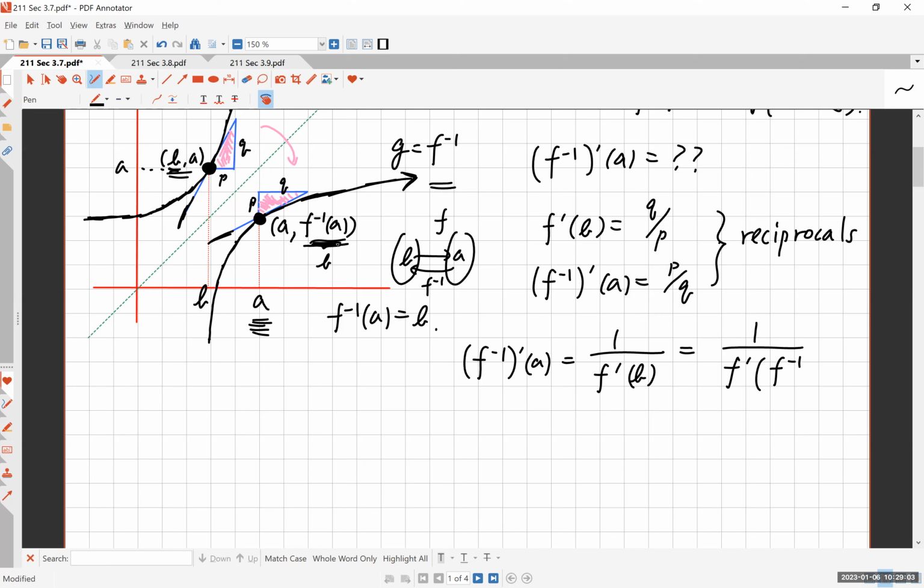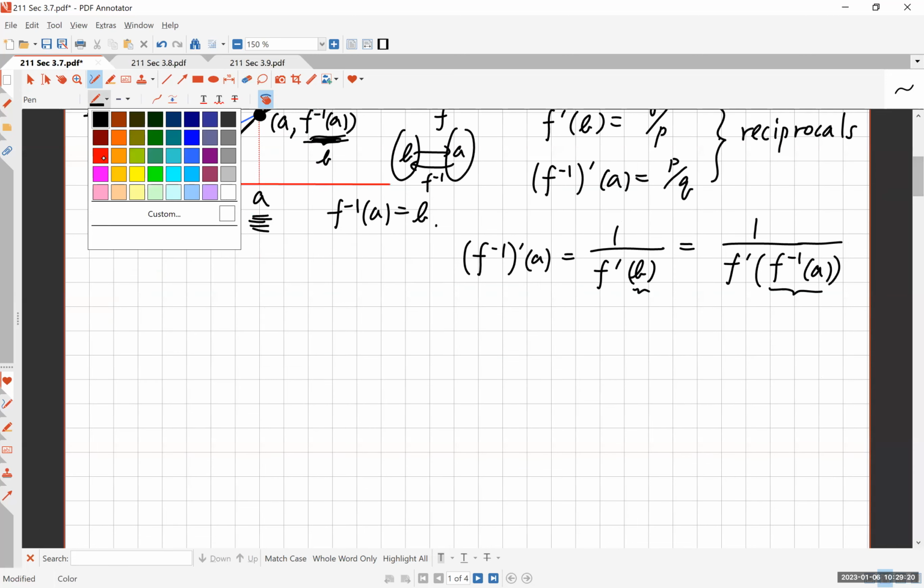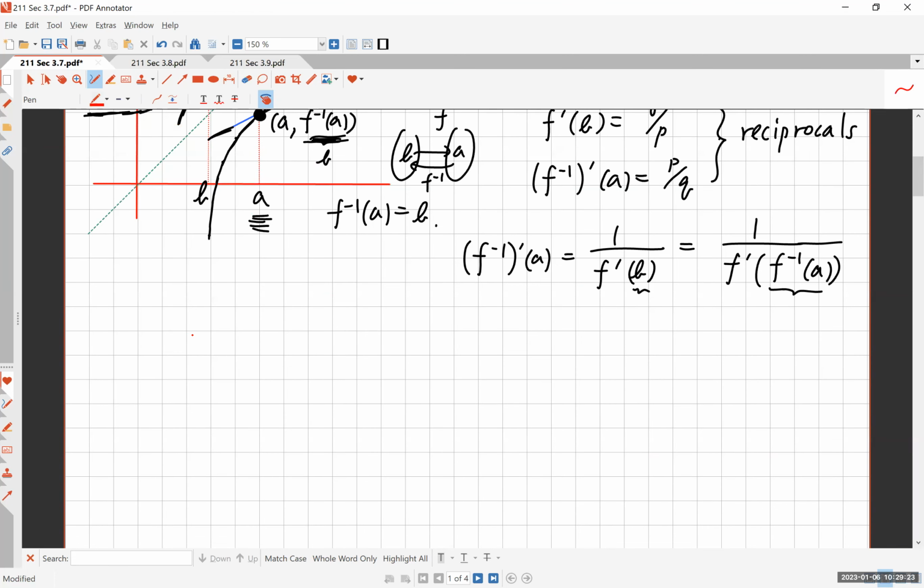B is the value of the inverse evaluated at A, because remember, F sends B to A and F inverse sends A to B. So this is actually the same as B. And that is pretty much all we say in this section. This is the main result of this section, section 3.7. And I should call this the inverse function theorem.